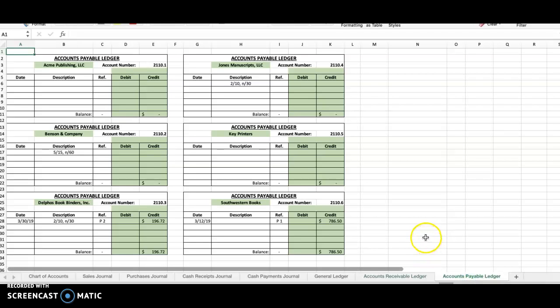And finally, we have a listing of the 6 creditors that we owe money to, and we only owe money to a couple of them, as you can see.